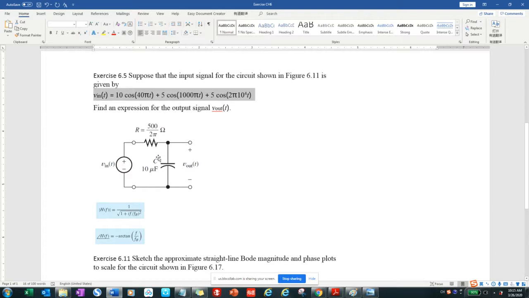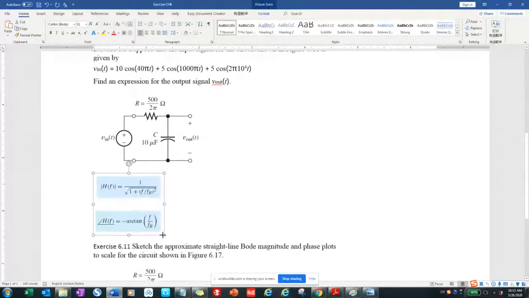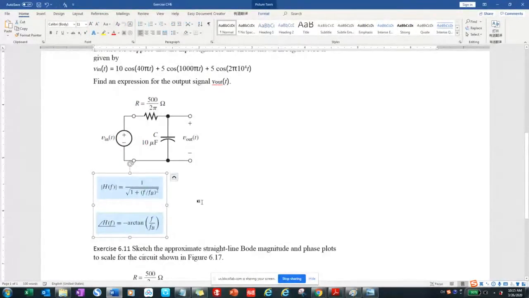Since we are given the circuit like this, the resistor and the capacitor connected in a series circuit, and then we get the output from the capacitor. We know this is a low-pass filter. So you figure out what will be the transfer function for the low-pass filter.